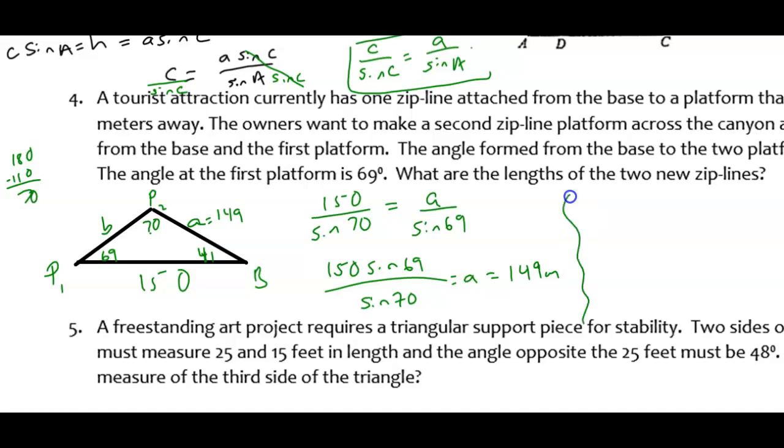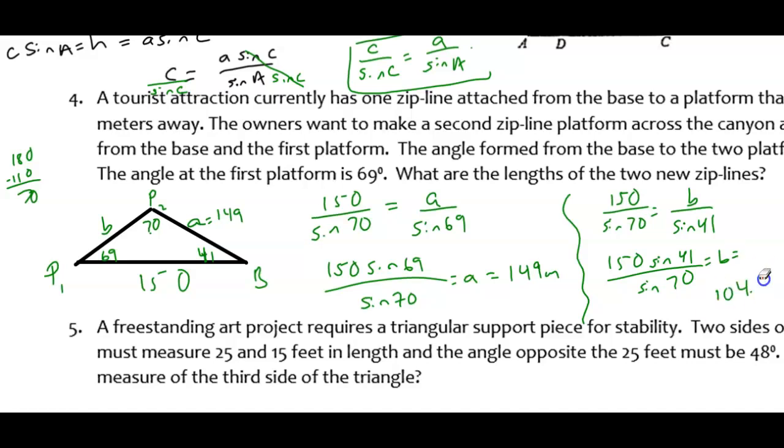And then I do the same exact thing for B. I'm going to do 150 over sine of 70 equals B over sine of 41. Now, isolate B. And when I punch that into my calculator, 150 sine of 41 divided by sine of 70, I get 104.7. So this is 104.7.